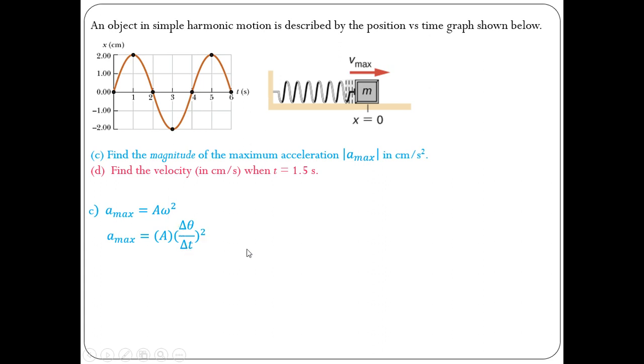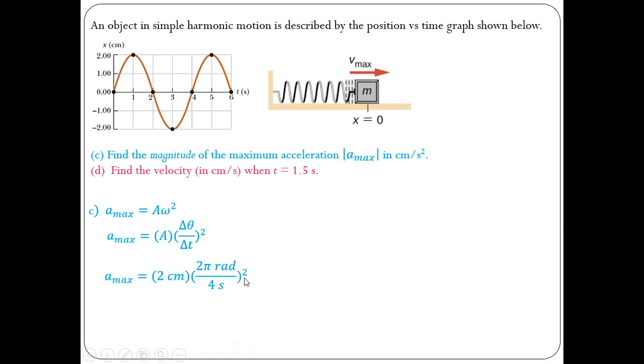We square it, and if you make a choice, I made a choice. I again will use 2 pi because it's one complete revolution. The time for that phenomenon to occur is 4 seconds, and then I can simply carry a down from the graph, which is 2 centimeters. And do not forget the square once again.